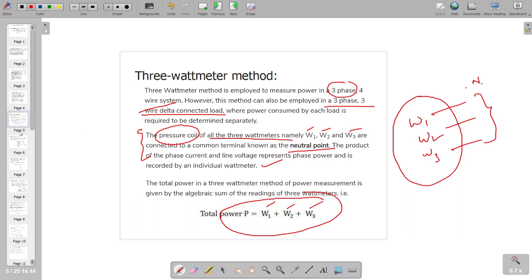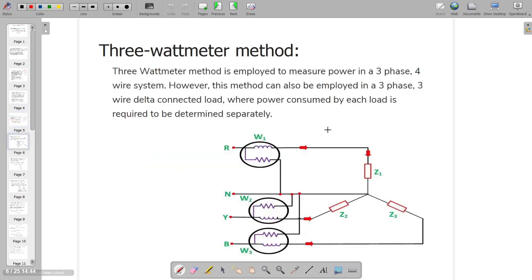So this is the arrangement for three-phase power measurement with the help of the 3 wattmeter method. This is the first wattmeter, this is the second wattmeter, and this is the third wattmeter. The R phase is connected to the first wattmeter's current coil, and the pressure coil, or potential coil, is connected to a common terminal, that is the neutral. So all the wattmeters' pressure coils are connected to the neutral.